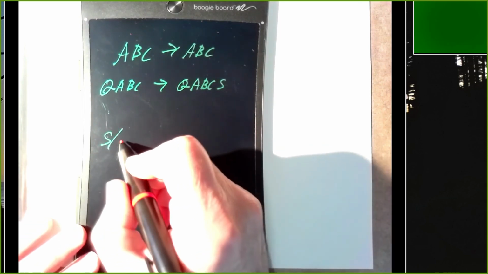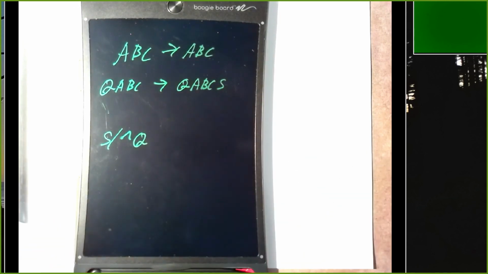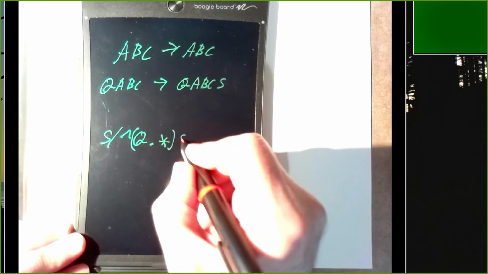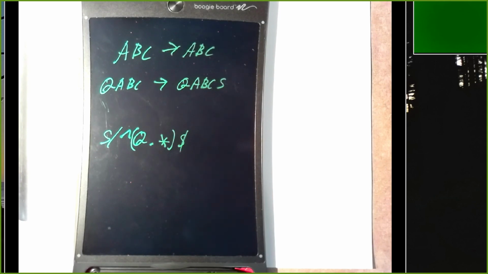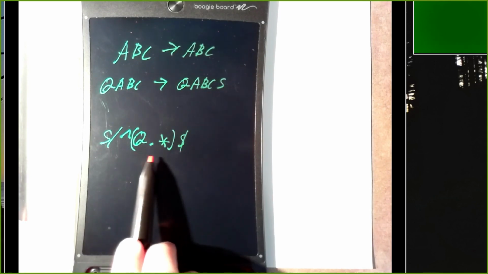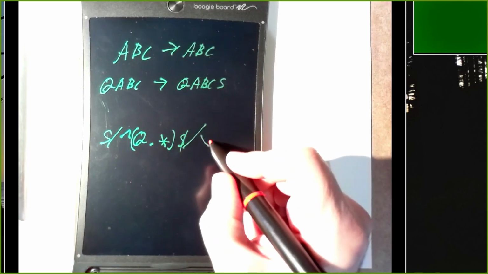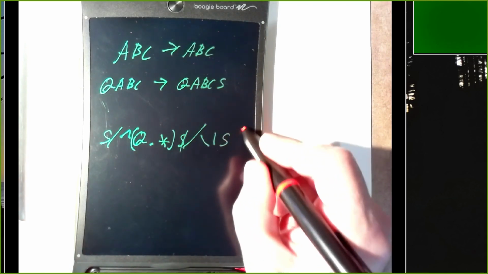So beginning of the line followed by a Q, and we're going to want to replace that with the entire string followed by an S, which means we have to put the entire string somehow inside a register. So there's a multitude of ways to do this. If we do this, this should match beginning of a line followed by a Q followed by any number of characters followed by the end of a line. And we could replace that with everything that we just matched followed by an S.